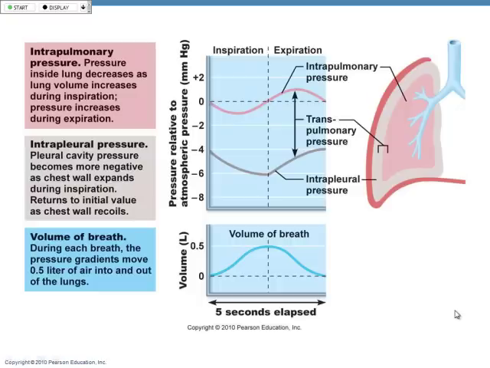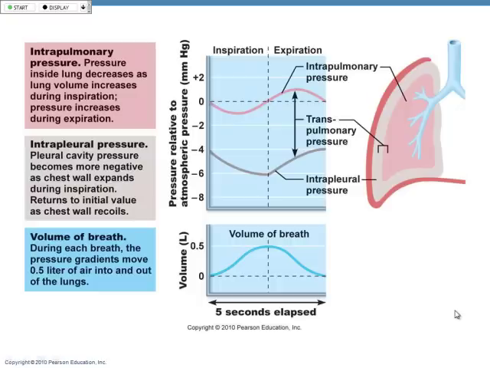So in this diagram, we're talking about intrapulmonary. What's that mean? Pressure inside the lungs decreases as lung volume increases during what? Inspiration. Pressure increases during expiration. Everybody understand that? Whose law? Boyle's law. And what's Boyle's law? Pressure is inversely proportional to the size of the container.